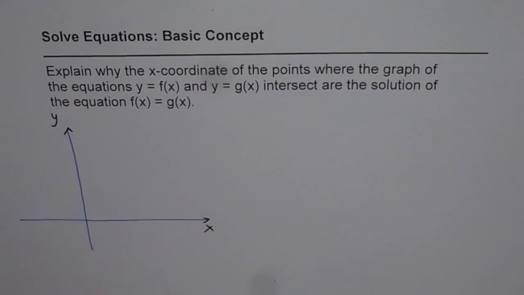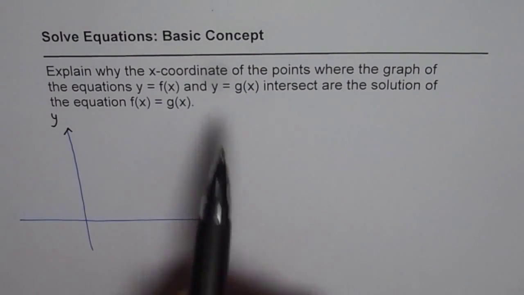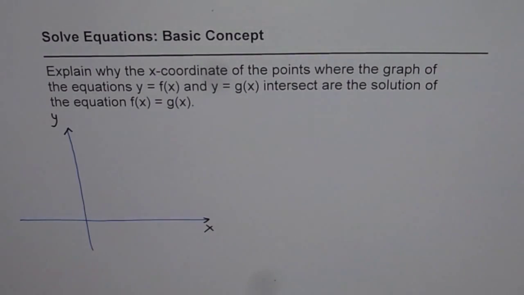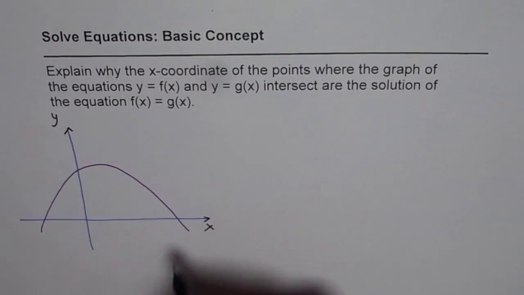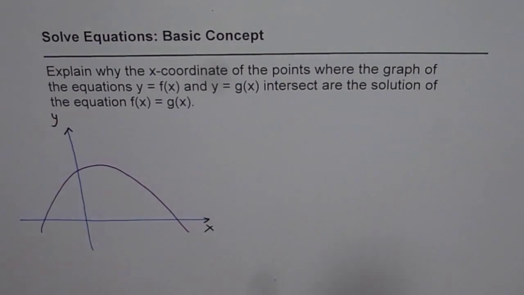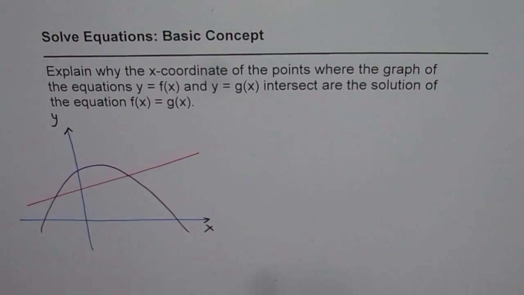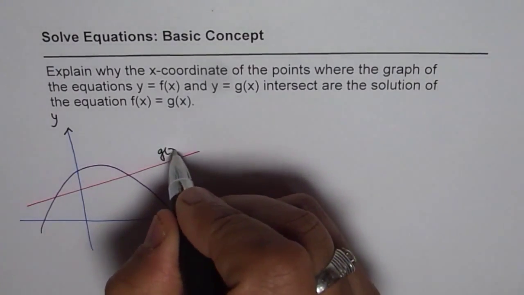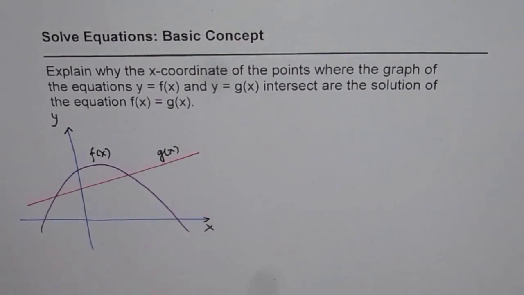Now when we say there are two functions, y equals f(x) and y equals g(x), let me just sketch two different functions here. Let's say one of the functions is kind of like this, and the other function is kind of like this. Okay, so let us say this is the function g(x), and this is our function f(x).